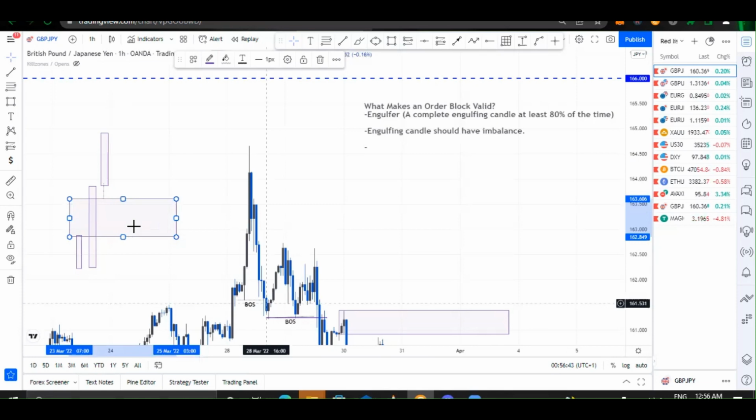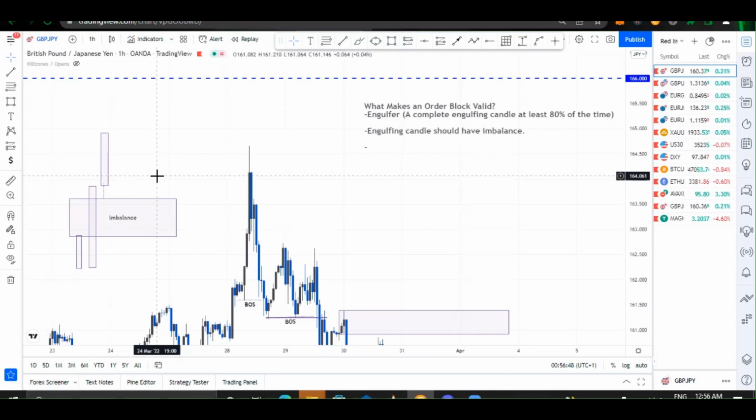And every imbalance must be filled. We'll talk about imbalance in the stage two class. Every imbalance must be filled. That space in between that candle. Let me quickly show you guys an imbalance on this chart.